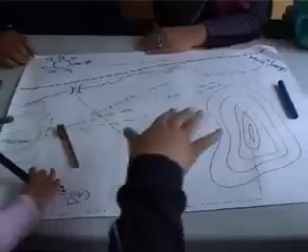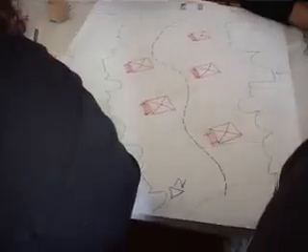Other things we look at is dominant winds. Where is your wind coming from? We look at water and how water flows through the landscape, and all of those things help us to understand better where it is we're designing for.